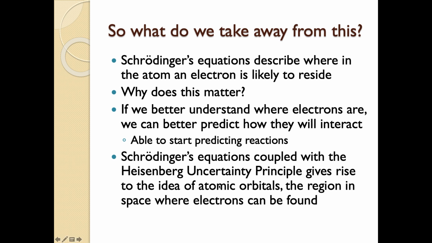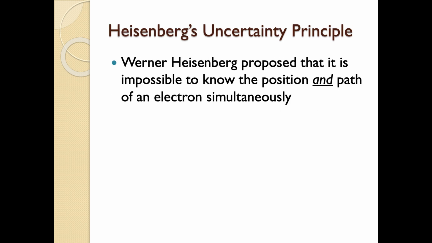And this comes from something called the Heisenberg uncertainty principle, which gives rise to this whole idea of what we call atomic orbitals, which is most of what we'll focus on in our next lecture. But I'm going to give a couple details about this here to wrap up this one. So the Heisenberg uncertainty principle specifically states that it's impossible to know the position and the path of an electron at the same time.